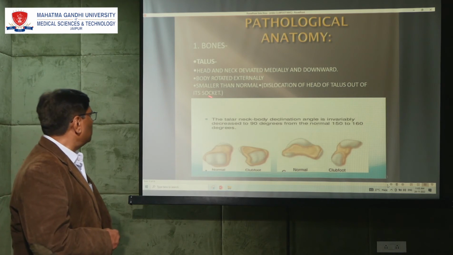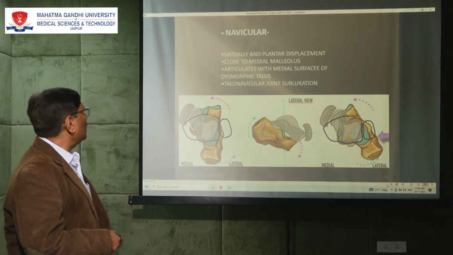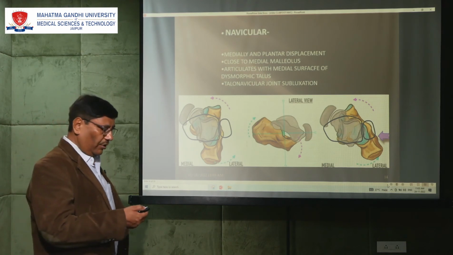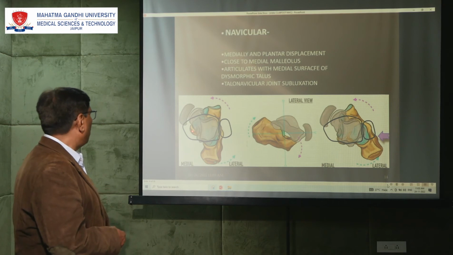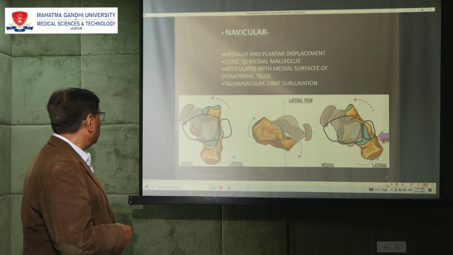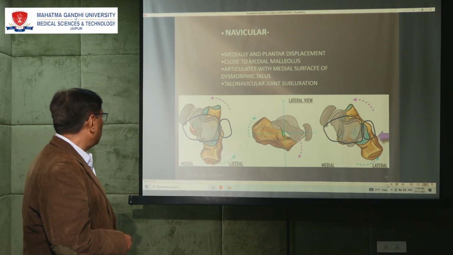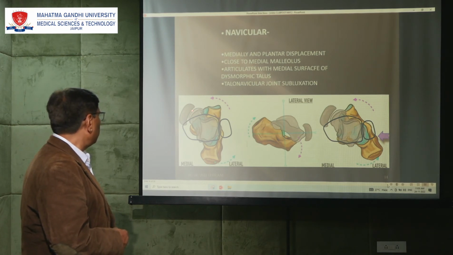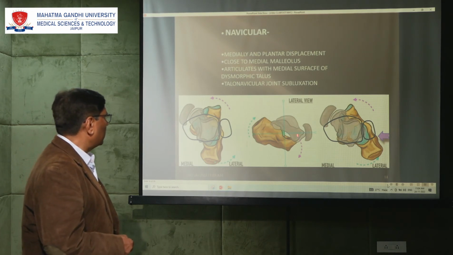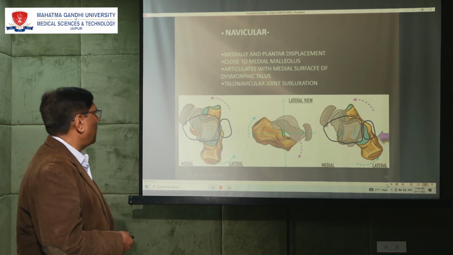The talus bone as such becomes much smaller. The navicular bone, which is articulating with the talar head to make the talonavicular joint, is at fault. The navicular bone slips medially and downwards. So this is a right foot, medial side, lateral side. This is the navicular bone, this is the talar head. It is slipping medially and downwards. The talar head is slipping downwards and the navicular is going medially.